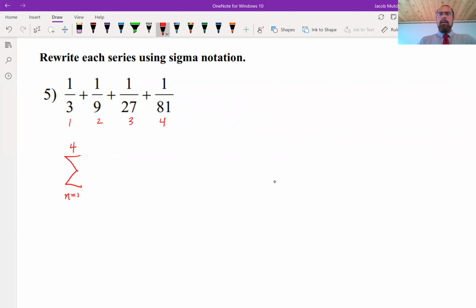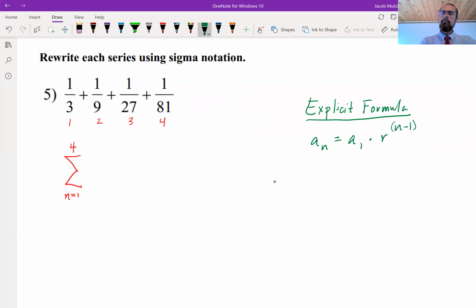Now I want to decide what my explicit formula will be. So we just saw how that template works. The explicit formula for geometric sequences, which will apply to this series, is going to be a sub n is the first term times the common ratio to the power of n minus 1.